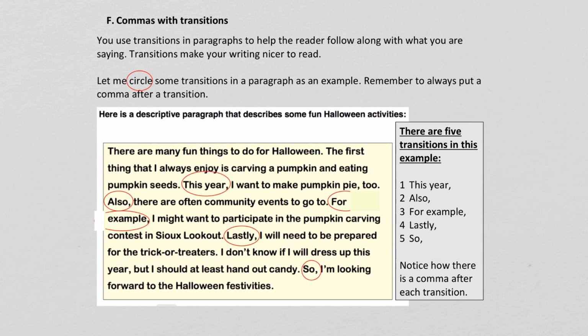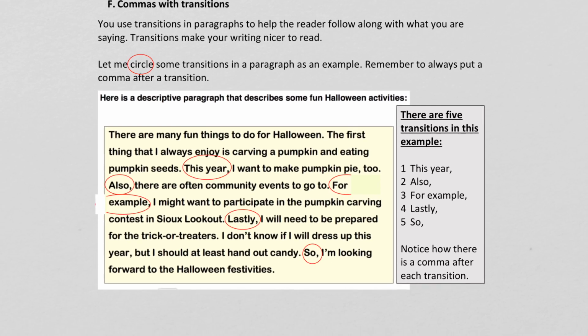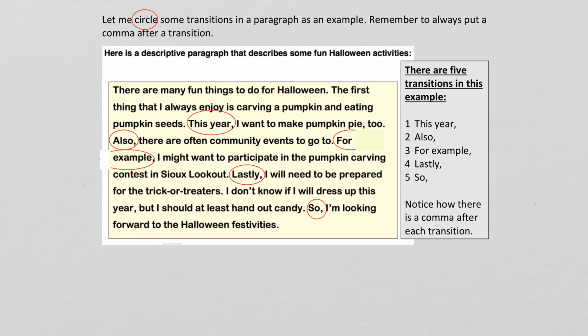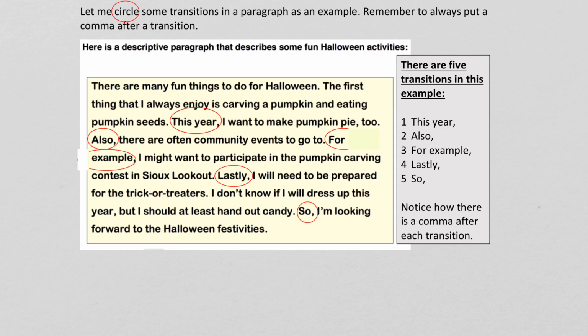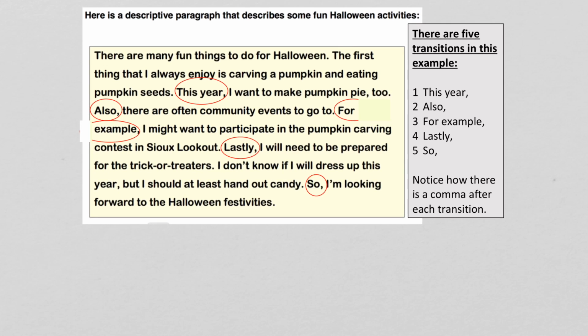Commas with transitions. You use transitions in paragraphs to help the reader follow along with what you are saying. Transitions make your writing nicer to read. So let me circle some transitions in a paragraph as an example. Remember to always put a comma after a transition. Here's a descriptive paragraph that describes some fun Halloween activities. And I've circled the transitions.